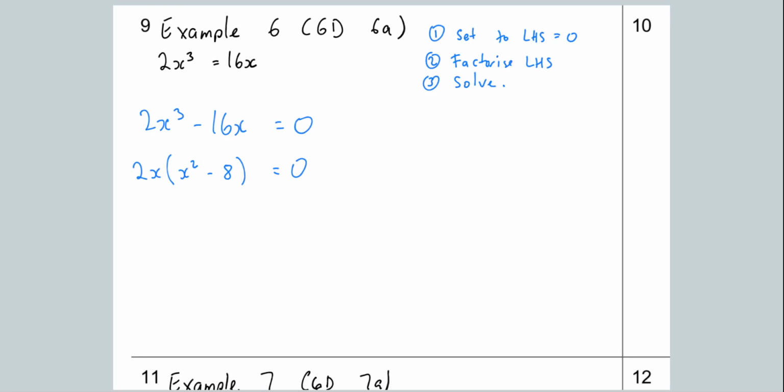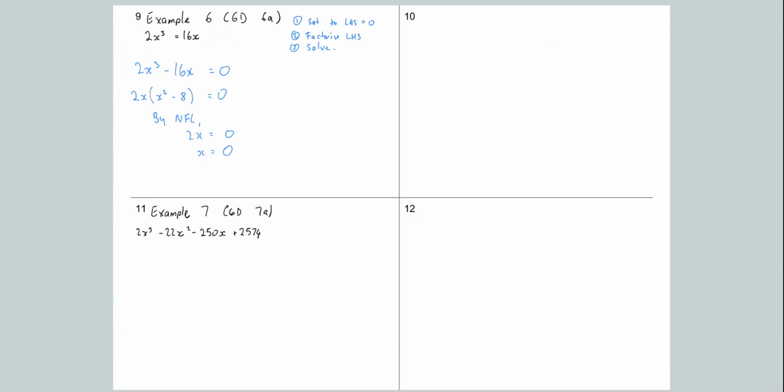Now, you could factorize this quite happily. It's a difference of 2 squares where the second number will be a square root. But look, because it's not that common, I'll just do it slightly differently and say by the null factor law, 2x is equal to 0 and x is equal to 0 therefore. And then I'll keep it zoomed out so you can see it.